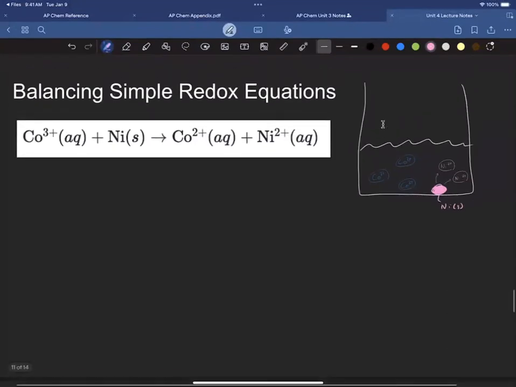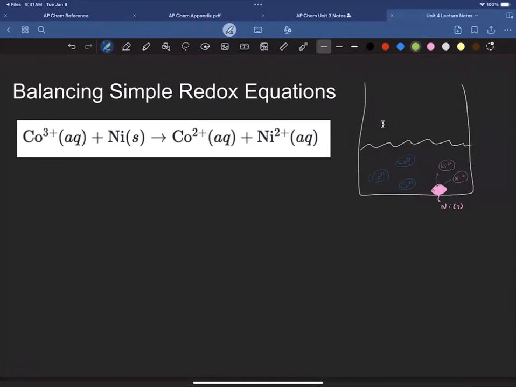All right, hello. So today we're going to learn about how to balance a redox equation. Usually the question will give you an equation and mention, or not mention, that it's a redox equation, and usually it's not balanced. Your job is to balance the equation.